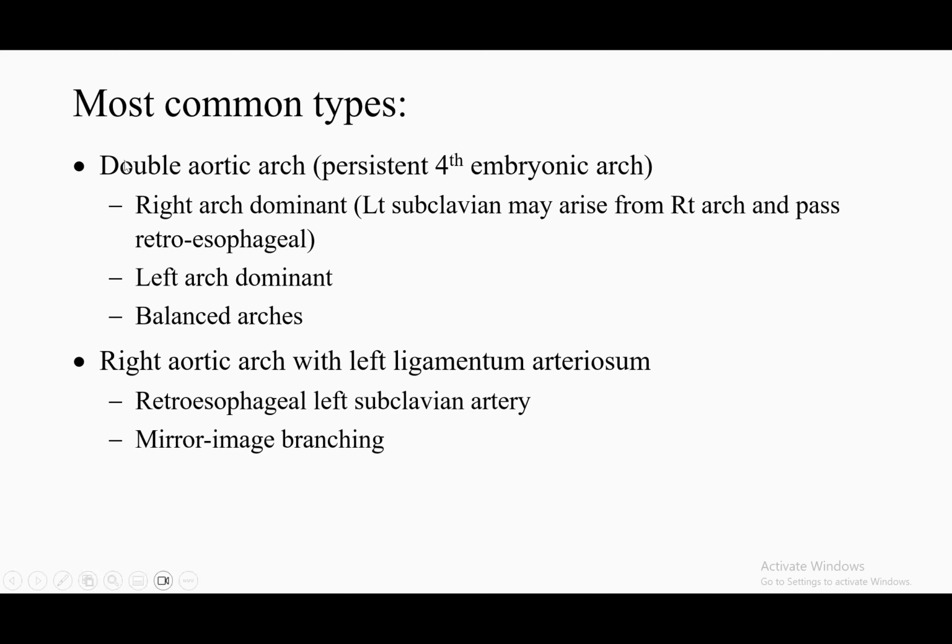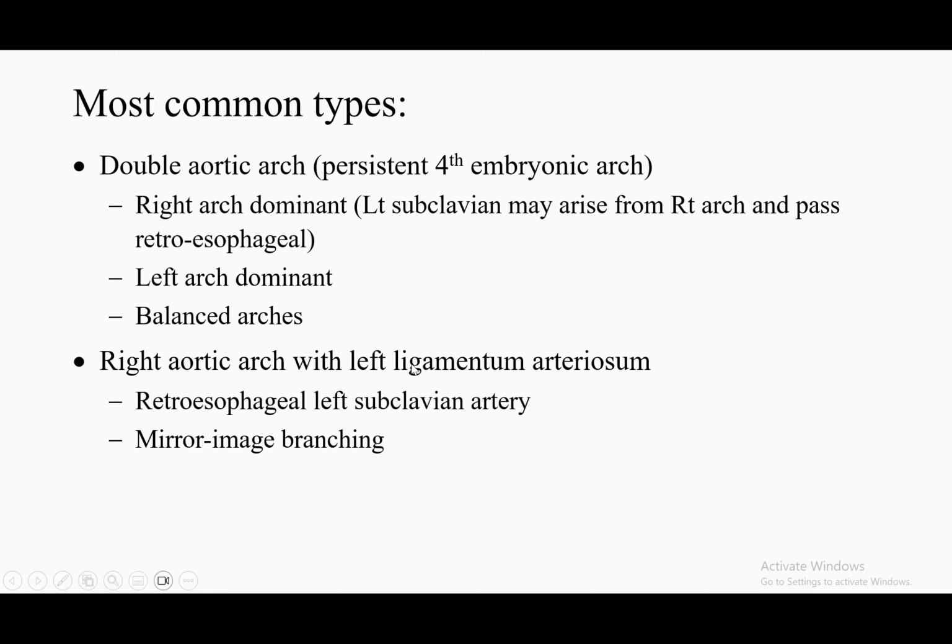The most common types are the double aortic arch, the persistence of the fourth embryonic arch. If the right arch is dominant, the left subclavian artery may arise from the right arch and pass retroesophageal. In this case, it will compress the esophagus and the trachea from behind. So they become compressed between this anomalous left subclavian artery and the arch. Or a left arch is dominant, or balanced arches.